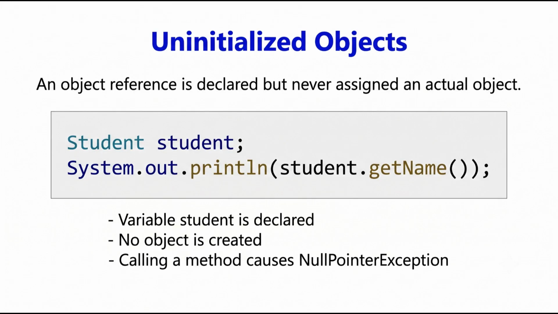Let's begin with uninitialized objects. Here we declare a student reference variable called student. However, we never assign an actual student object to it. When we try to call getName, Java looks for an object but finds nothing. Since the reference is effectively null, a null pointer exception occurs.